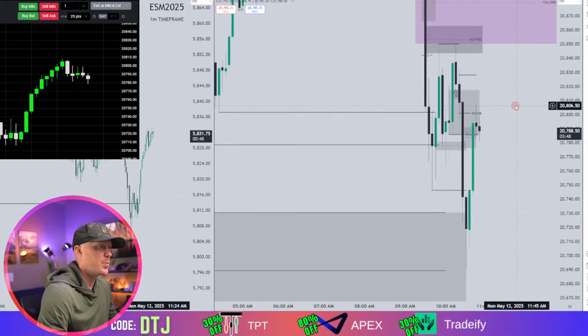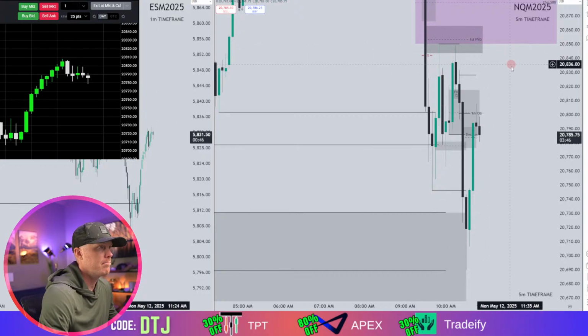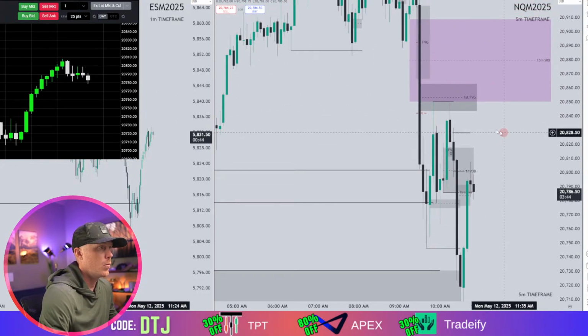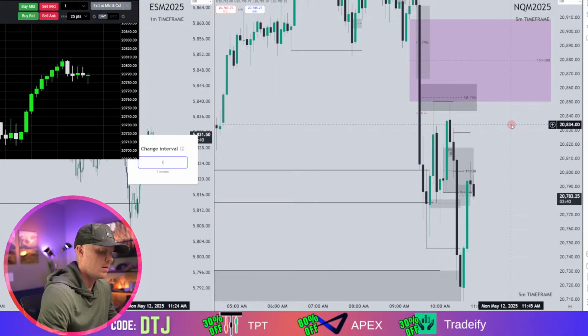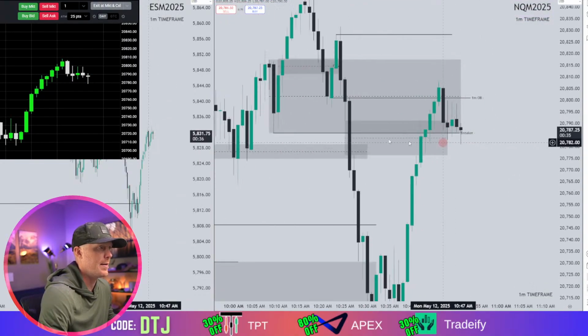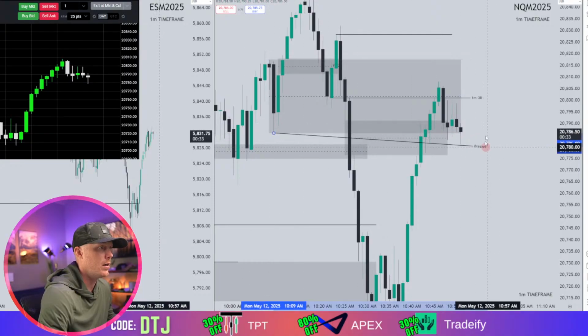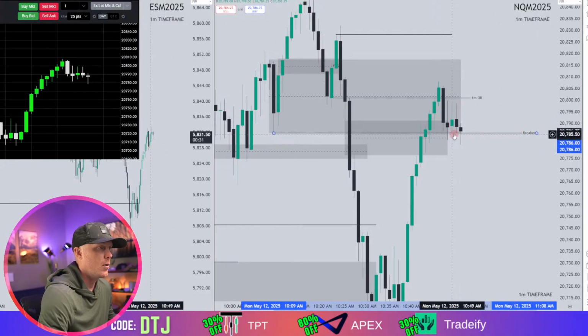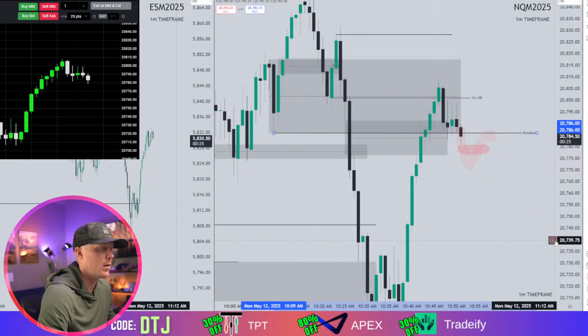I don't do a first presented 5-minute fair value gap. We're respecting the first presented fair value gap still, right here. If we're going to see lower prices, we need to get back below this breaker here. We need to see that, and then come back up, and for me to tag that or come into a fair value gap that's right below it. Either one's fine.